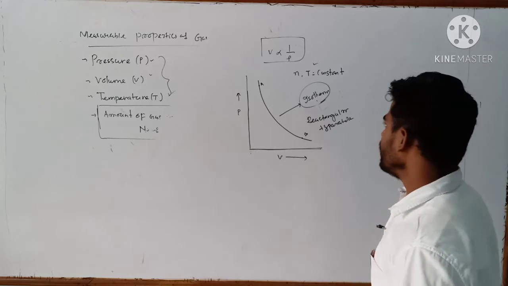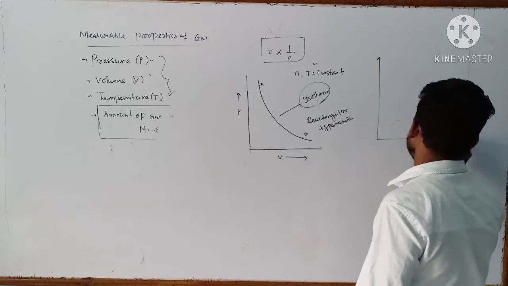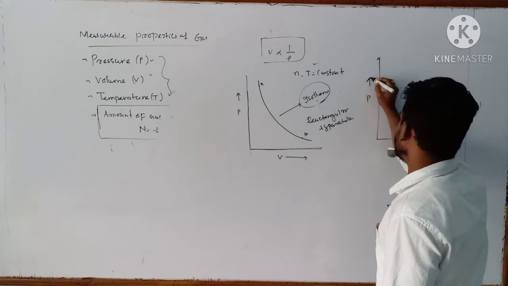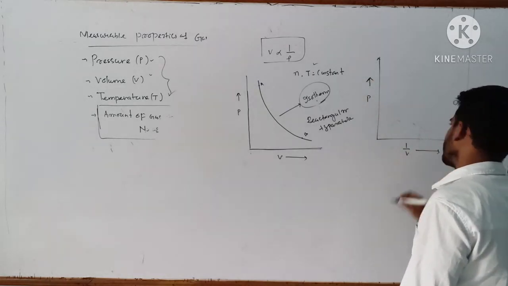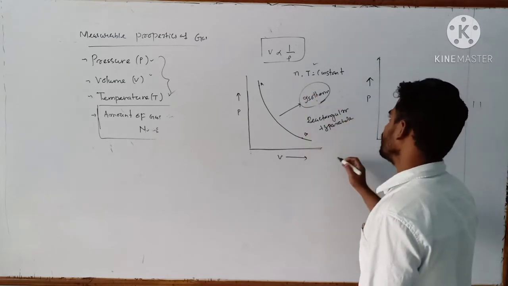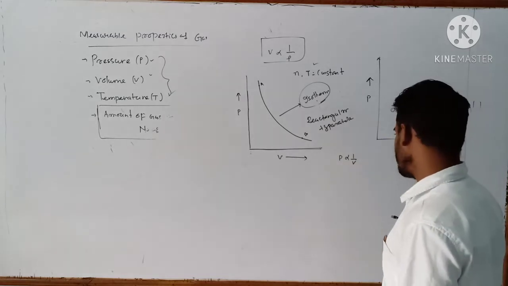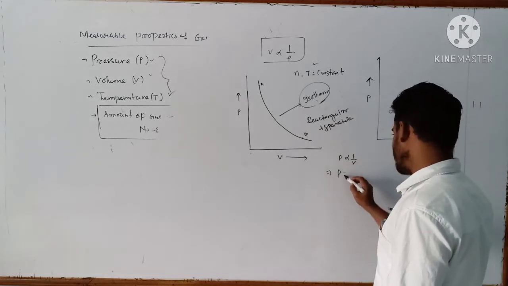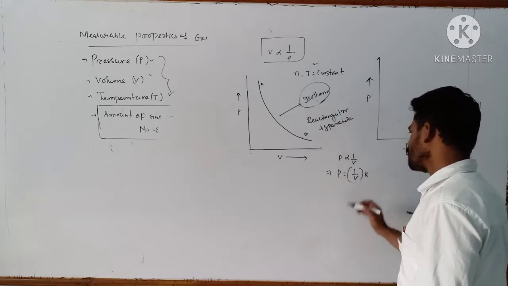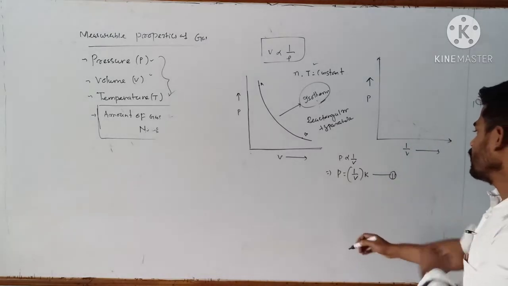Next, if you plot a graph between V and 1 by P, or indirectly P and 1 by V, these two are directly related. The other way I can write is P is inversely proportional to V. That implies P equals 1 by V into K, some constant. So you can write this as equation 1.